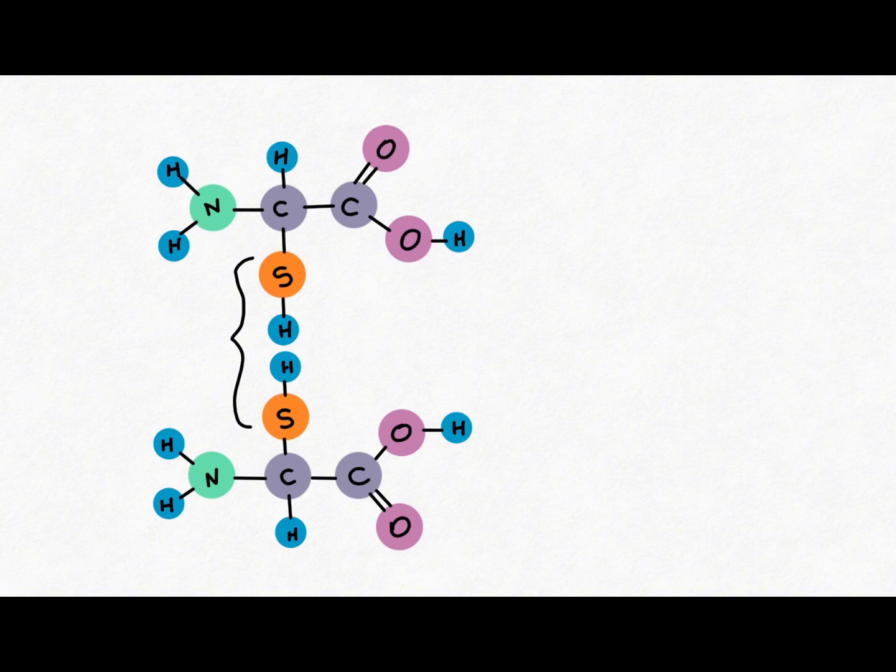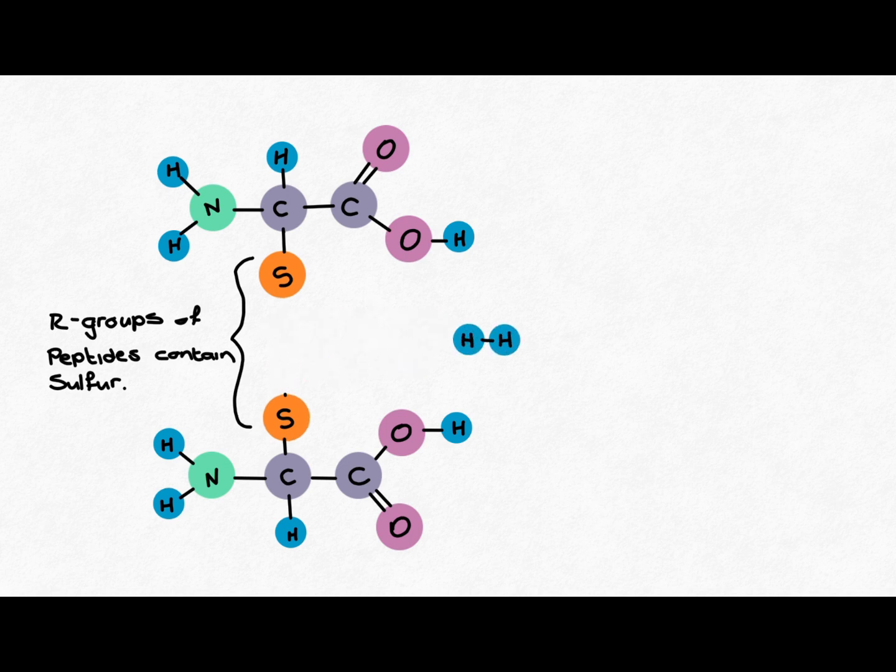The last covalent bond we're going to look at is a disulfide bond. Here it happens between amino acids that have a sulfur group in their R chains. The sulfur group will lose the hydrogens that would form hydrogen gas. A bond will then form between the sulfur atoms called a disulfide bond. These bonds are responsible for the tertiary structure of a polypeptide.